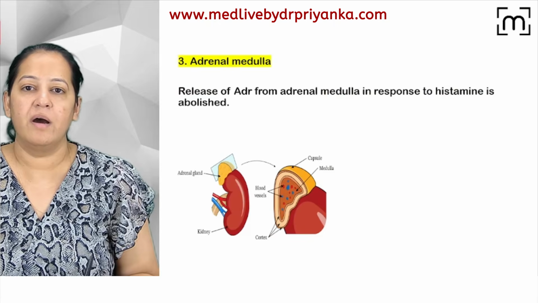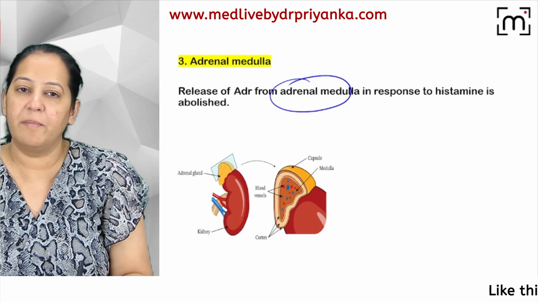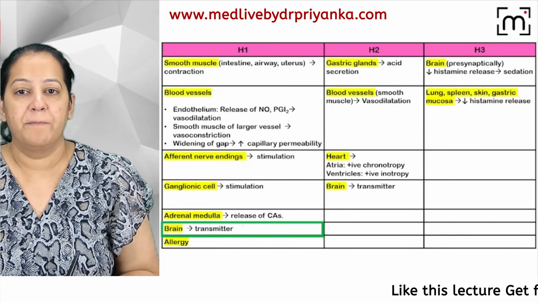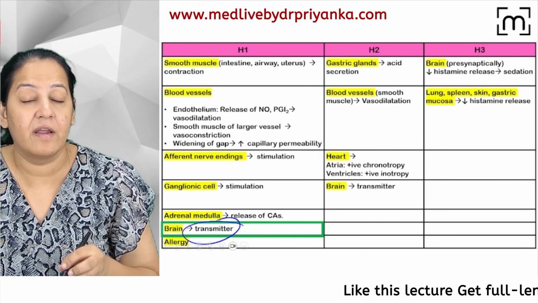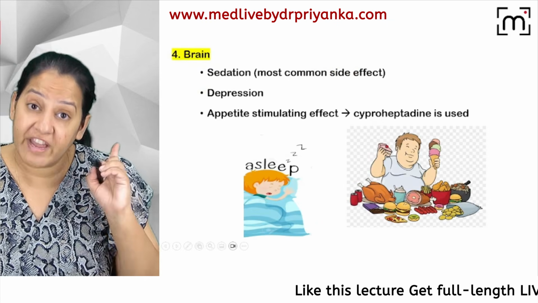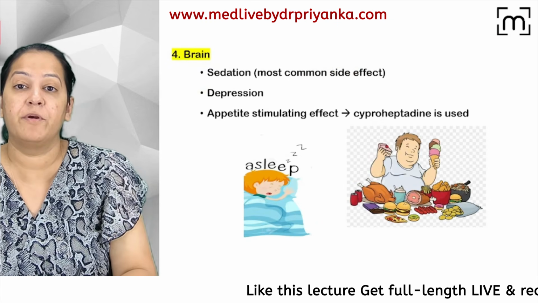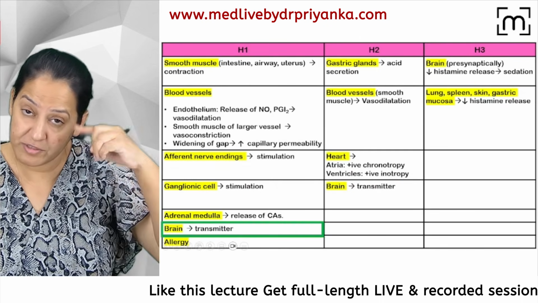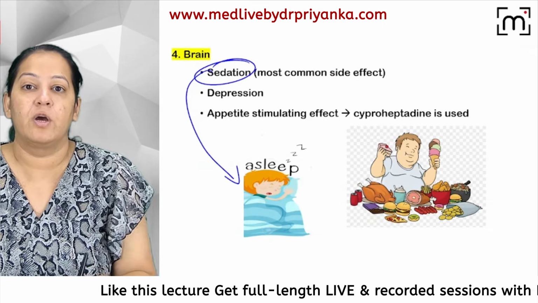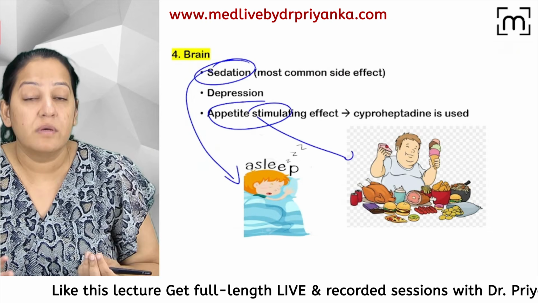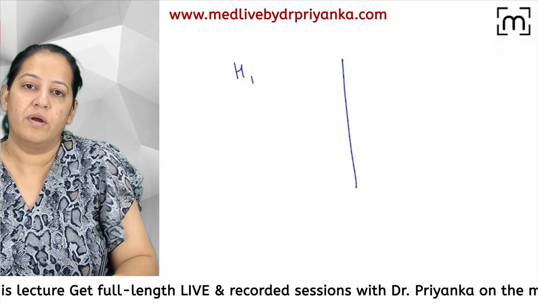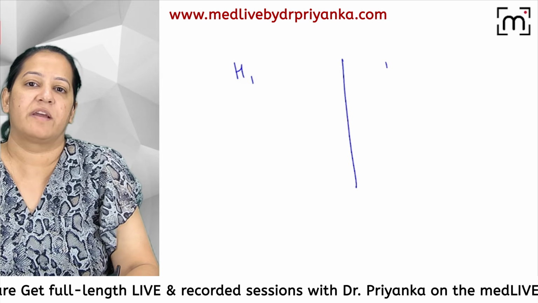Coming to the next one, the adrenal medulla. Here the release of adrenaline from the adrenal medulla in response to histamine is also abolished. Adrenaline will not be released. Brain, the most important is the brain. What was histamine producing in the brain? Wakefulness. What will antihistaminic produce? Sedation. What did histamine produce in the brain? Loss of appetite. What will antihistaminic do? Stimulation of appetite. Both will reverse. So what histamine does and what H1 antihistaminic will do.